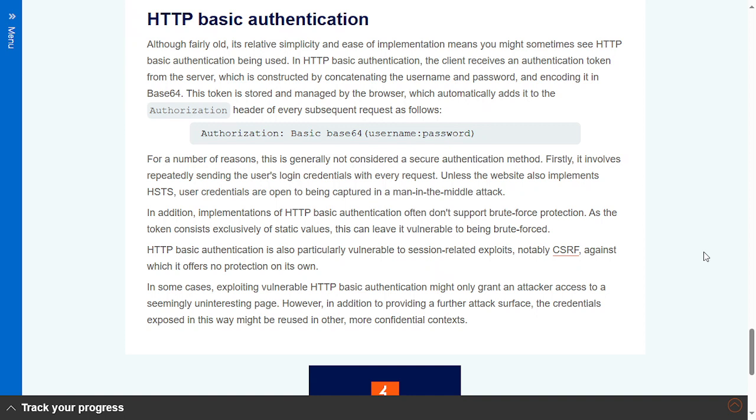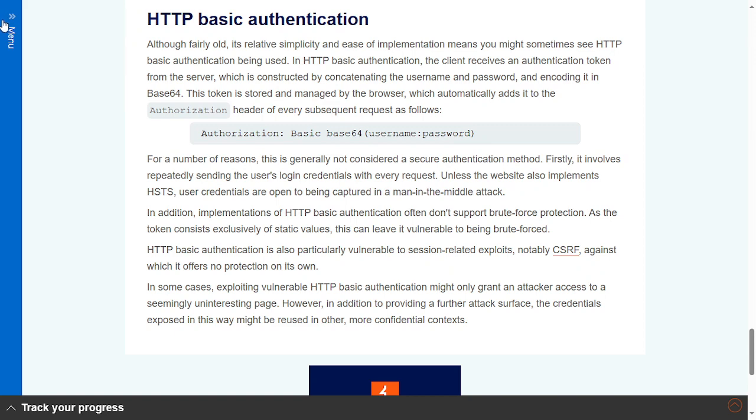HTTP basic authentication is also particularly vulnerable to session-related exploits, notably CSRF, against which it offers no protection on its own. In some cases, exploiting vulnerable HTTP basic authentication might only grant an attacker access to a seemingly uninteresting page. However, in addition to providing a further attack surface, the credentials exposed in this way might be reused in other, more confidential contexts.